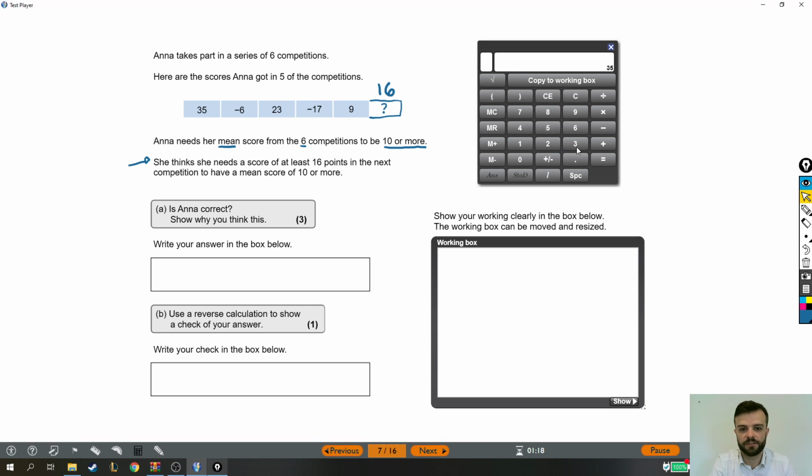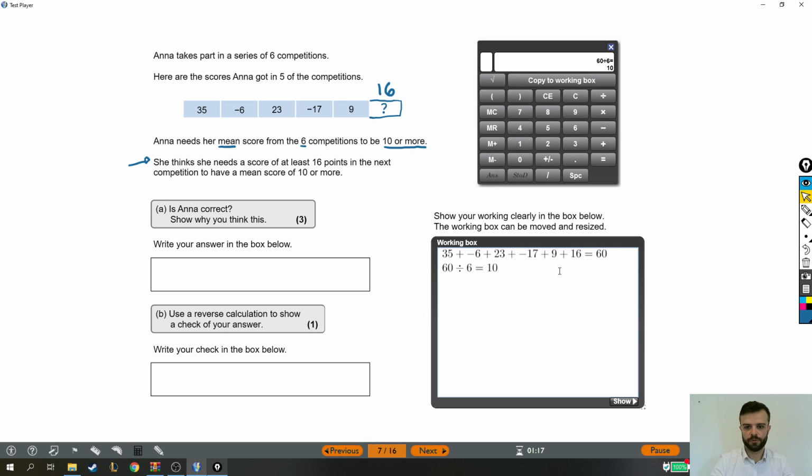We could do this. We could do 35, and we want to add minus 6. So if we try and add 6, you can press this button that changes it from positive to negative. So now you can see it says we're doing 35 plus minus 6. And then we can plus the 23, we can plus the 17 but make it minus because it's minus 17. We can plus the 9 and we can plus the 16, and we get 60. We then divide by 6 because with the mean you add them up and divide by how many. There are 6 scores, so we divide by 6 and that will give her a mean of 10.